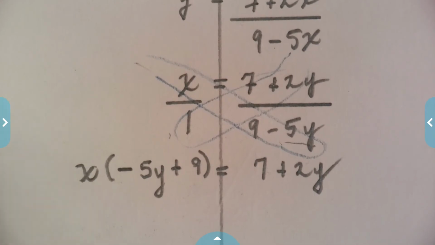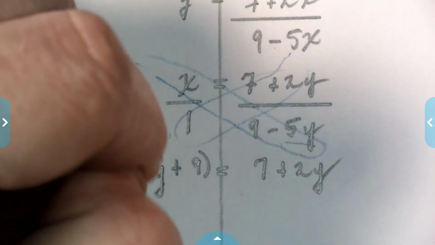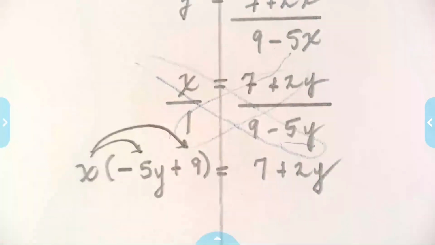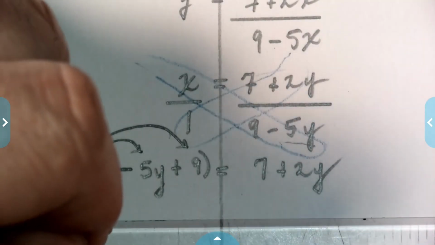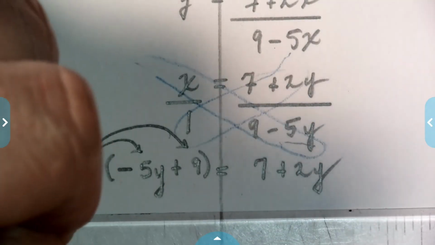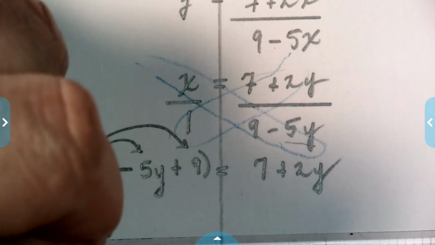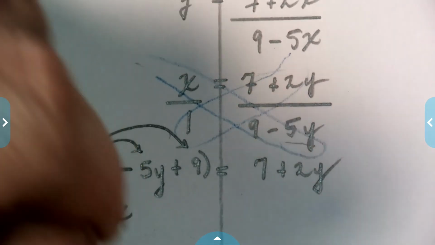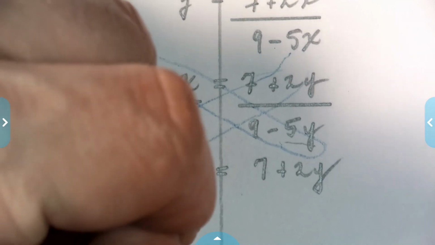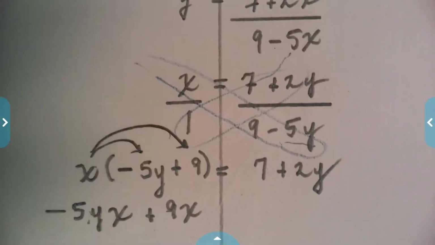Okay, so at this point we're going to multiply that x through the expression there. So I'm going to have negative 5yx plus 9x equals 7 plus 2y.